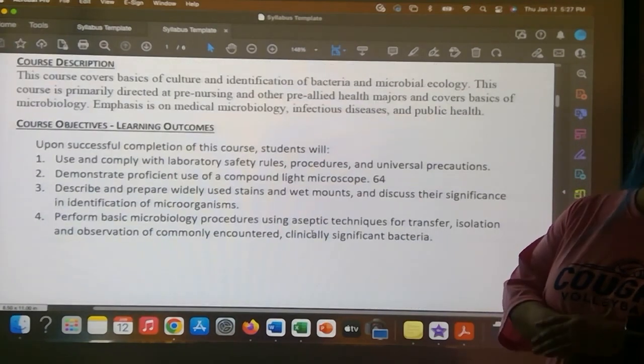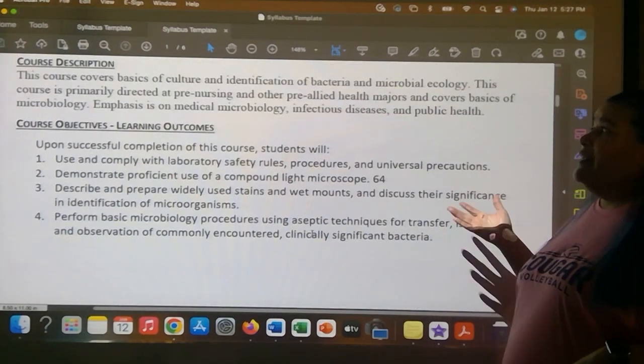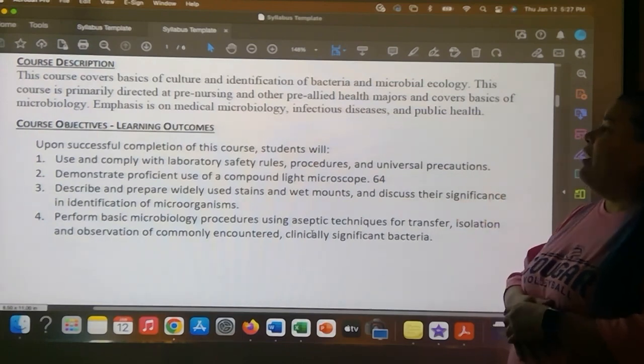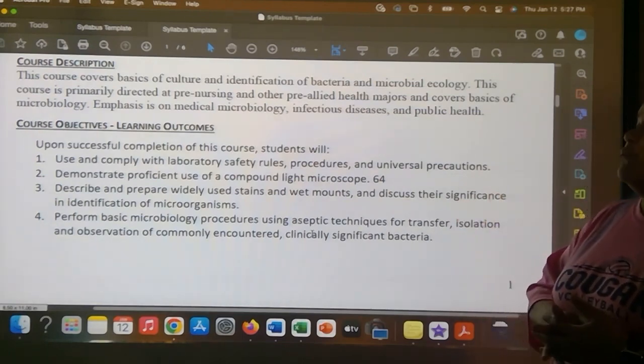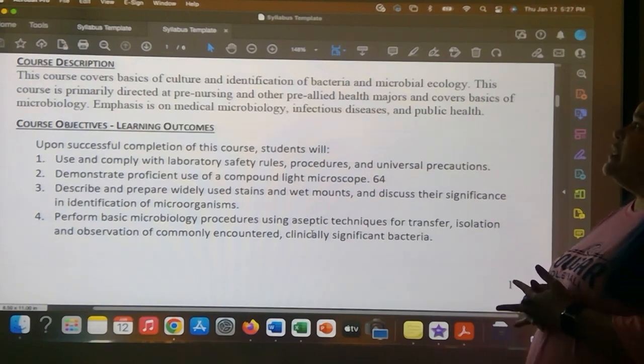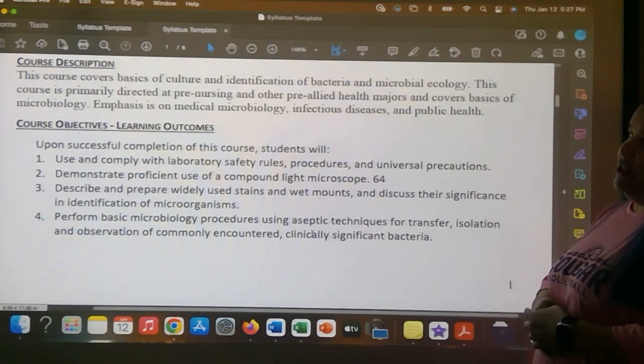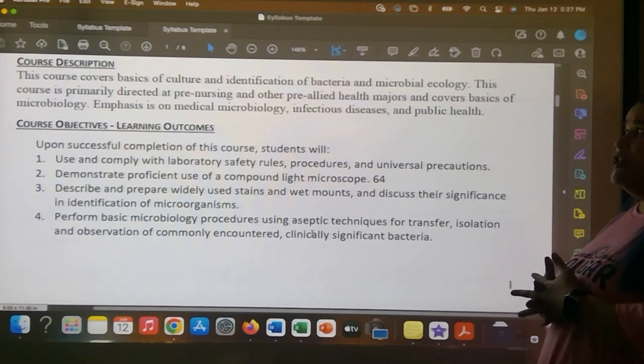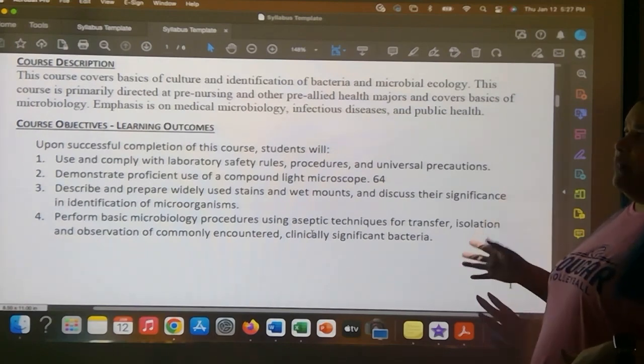This course covers the basics of culture and identification of bacteria and microbial ecology. This course is primarily directed at pre-nursing and other pre-allied health majors and covers the basics of microbiology. Emphasis is on medical microbiology, infectious diseases, and public health.